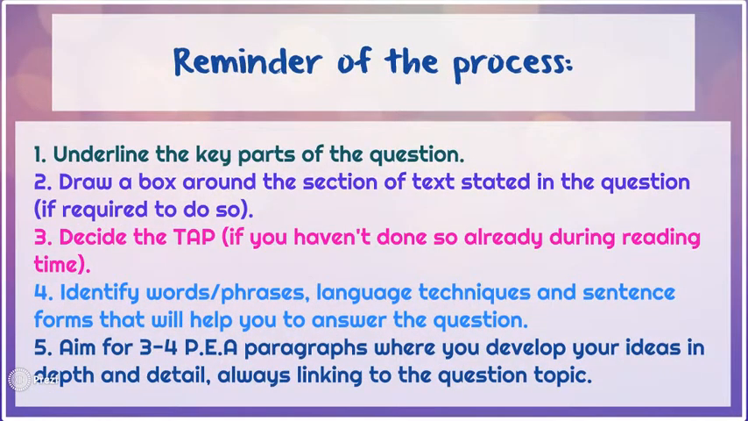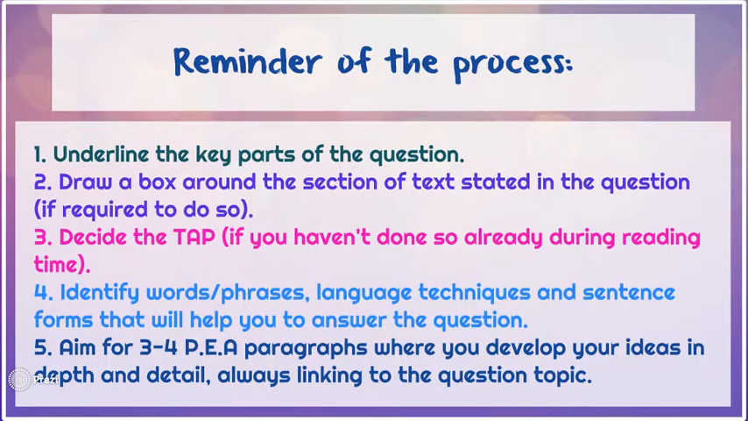Okay, let's have a recap of this process then for Paper 2, Question 3. Firstly, you're going to need to underline the key parts of the question. If, and it didn't for this particular example, but if the question does dictate only a couple of lines for you to look at or a section of the text, do remember to draw a box around it so you don't get tempted to look outside of that area. Then you need to decide the TAP, and that actually might be something that you've already done in the reading process, but if you haven't, definitely do it by the time you get to this stage.